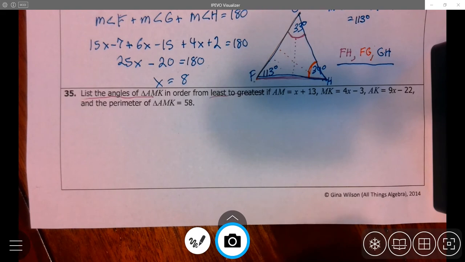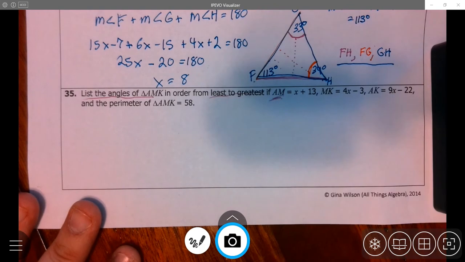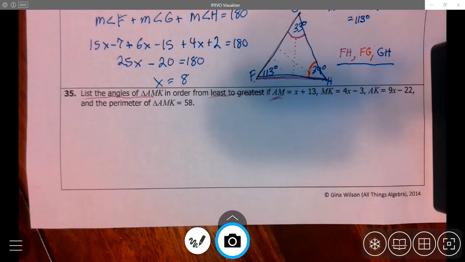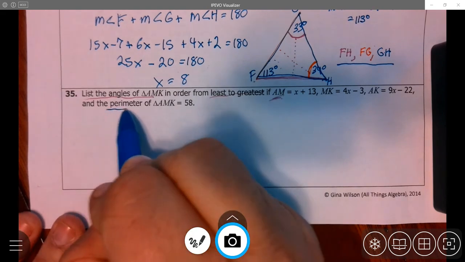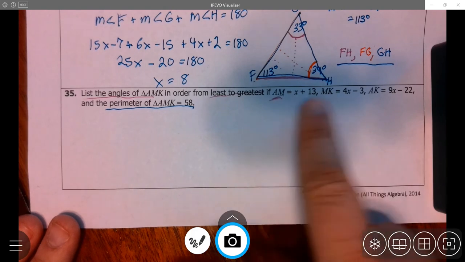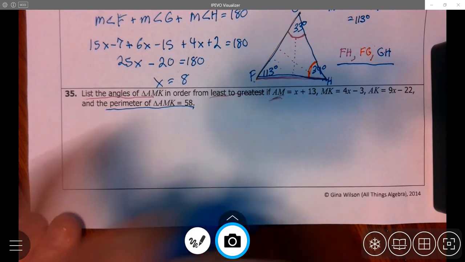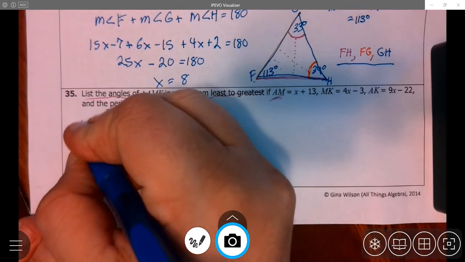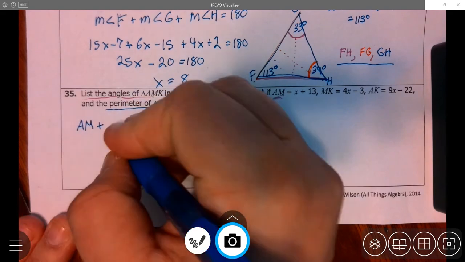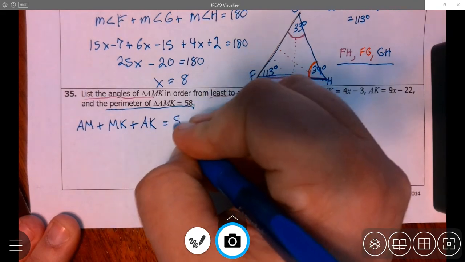Obviously, since we're working with the side measures instead of the angles, I can't set them equal to 180. However, they gave us this very useful piece of information that the perimeter of our triangle has to be equal to 58. So although I can't set them equal to 180, I do know that these three sides added together have a total perimeter of 58. So I can set them equal to 58. So I will have side AM plus MK plus AK is equal to 58.